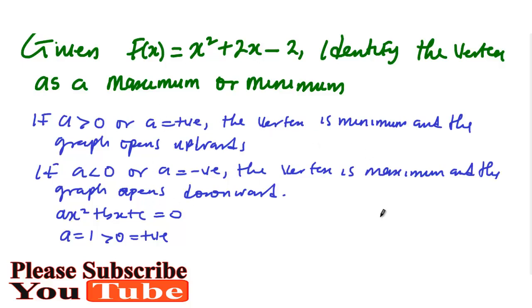So basically, if you plot this graph, this is how it's going to be, because the vertex is minimum. So this is where the vertex will be. Minimum is on -1.